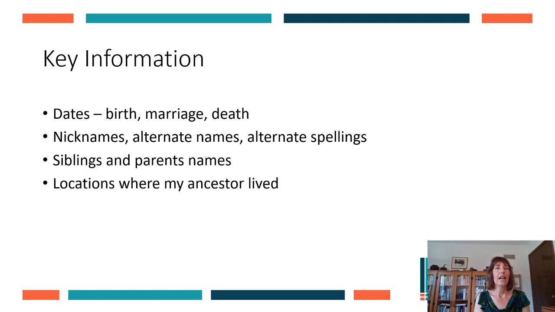And for women, if they get married, it's really important to know their original birth name, their original family name, the maiden name. You want to make note of siblings and parents' names and locations where my ancestor lived. So these are all keys that will help you verify if a record is for your person or for someone else with the same name who's not related to you. You don't want to mix up your family with someone else's. It just doesn't help you understand your own family story.